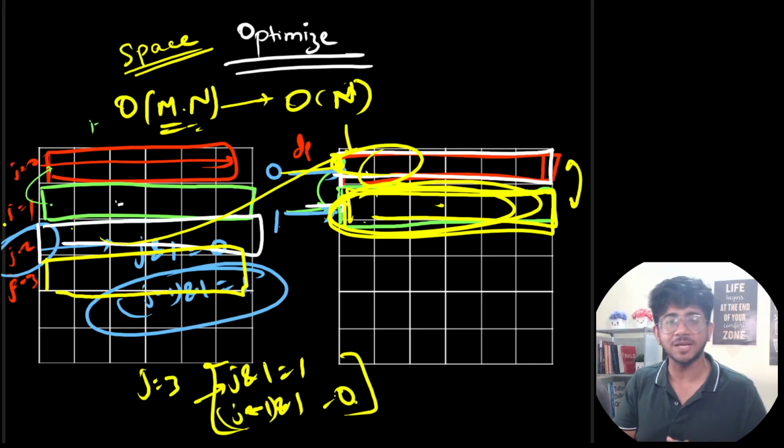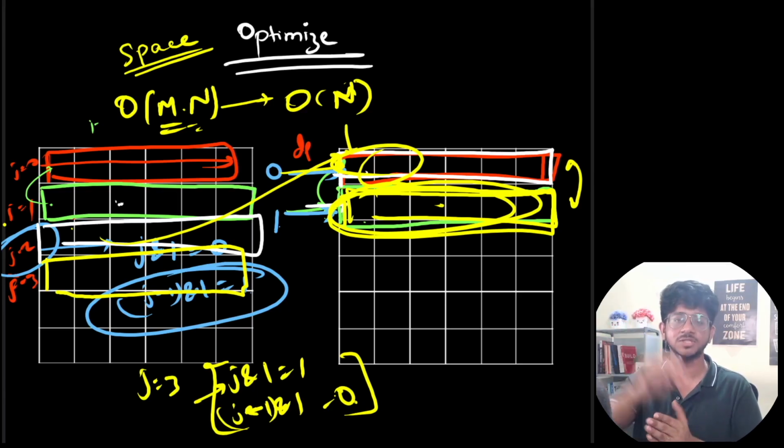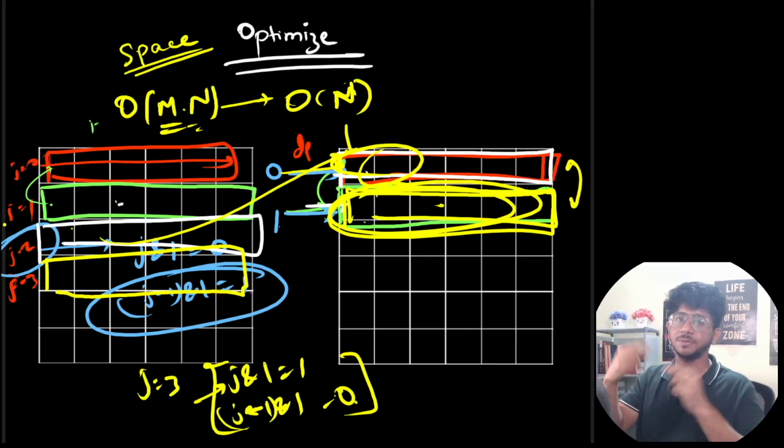And space optimization sometimes comes in handy when you see that the current row only depends upon the previous row. So you use this alternating technique: you fill in the first row, then second row, then third row in the first row itself because the second row is available, then fourth row in the second row, because the third row is available in the first one. So that's how you alternate between the two.